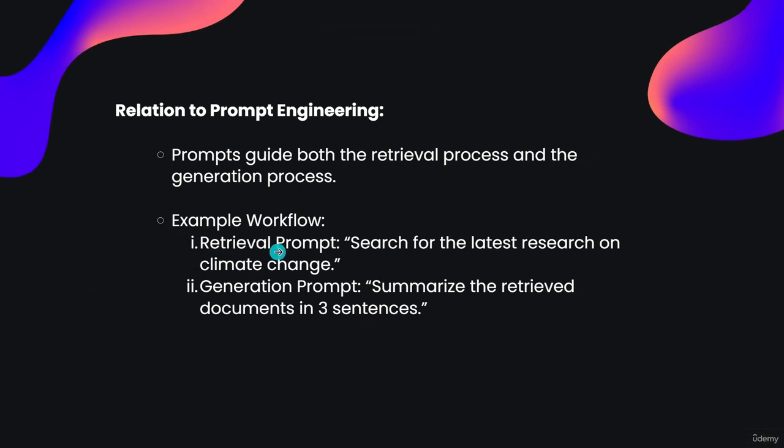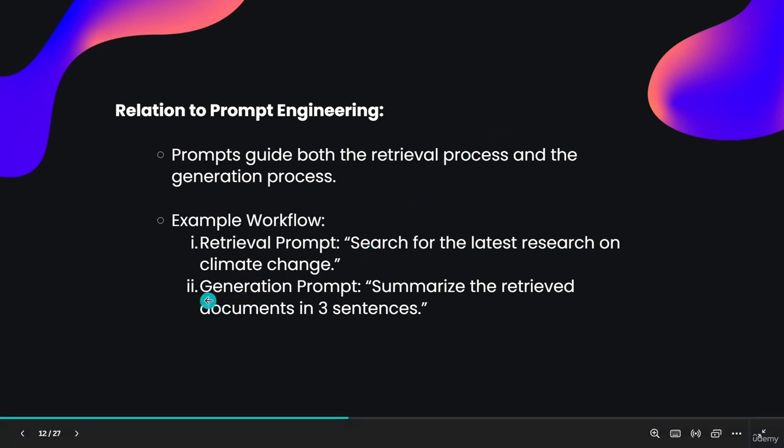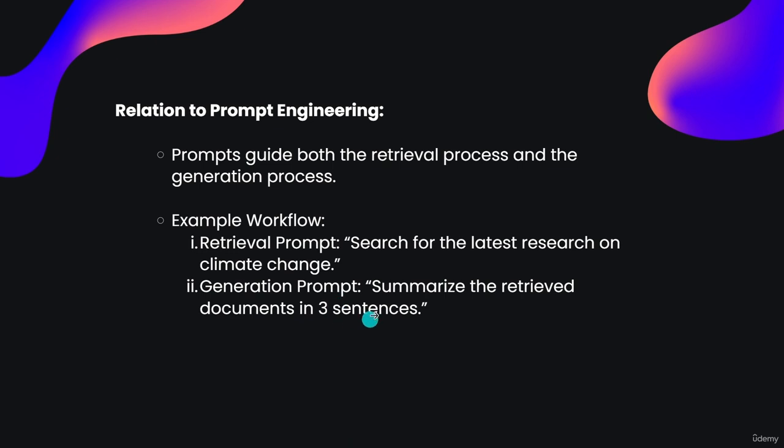Okay, so we can see an example workflow here. Retrieval prompt: search the latest research on climate change. Here we are guiding the AI to search the latest research on climate change. So it will check the search engine or other online websites, and it will retrieve the data from the online website or external sources to generate a response. That is a retrieval prompt.